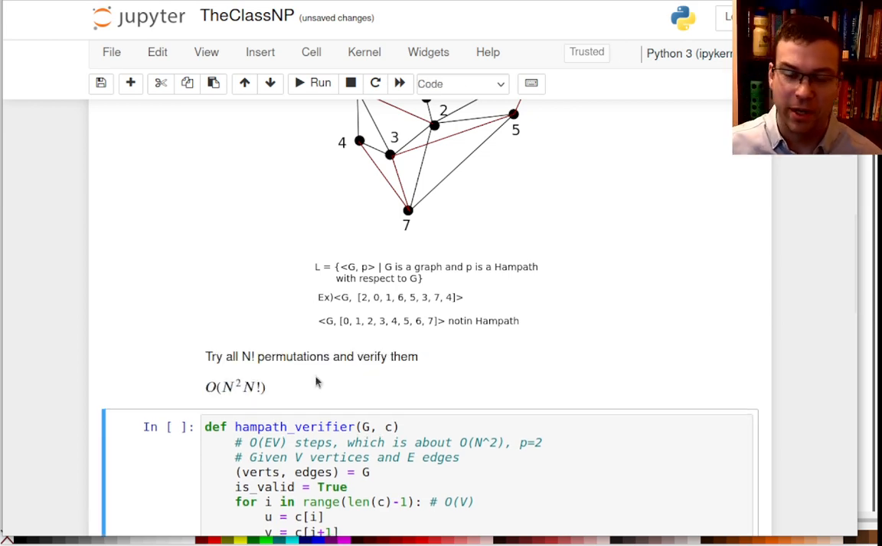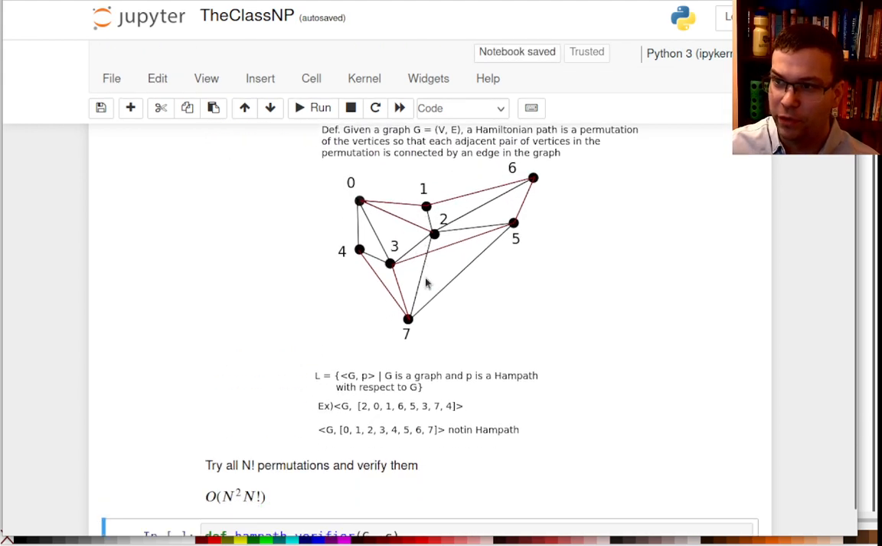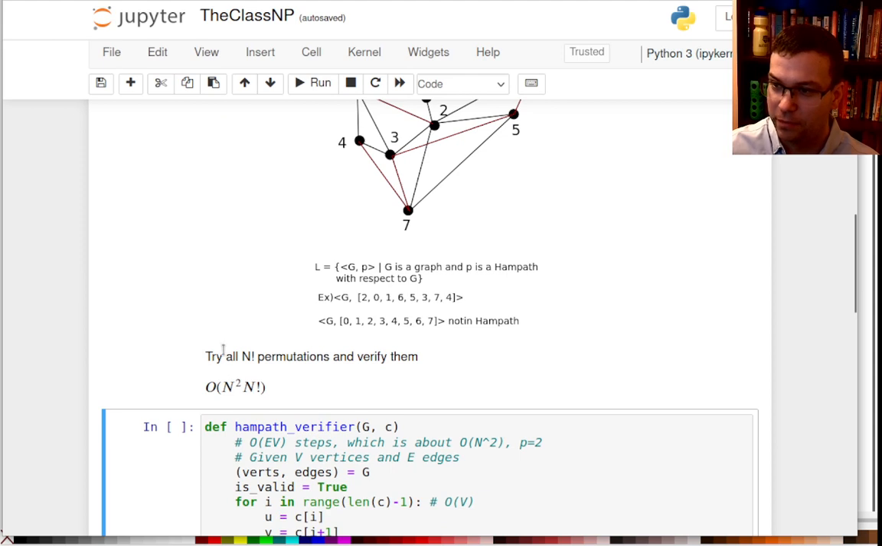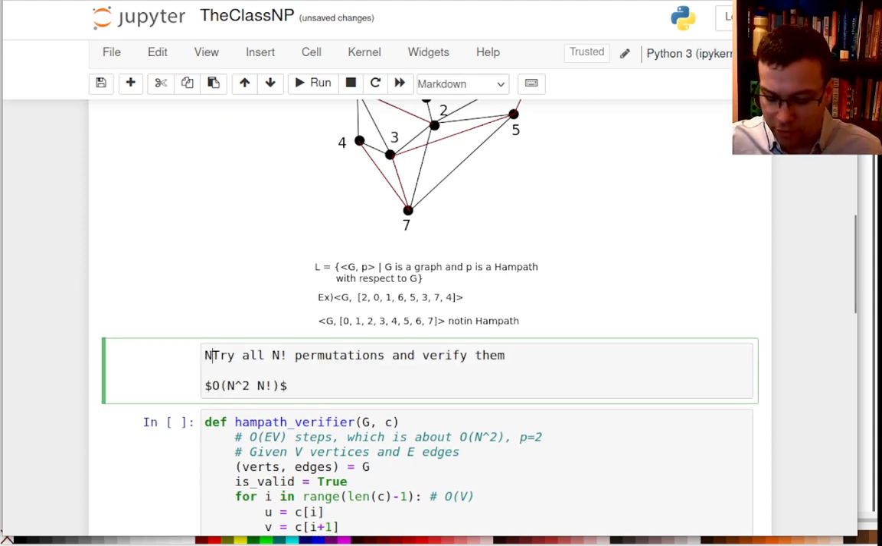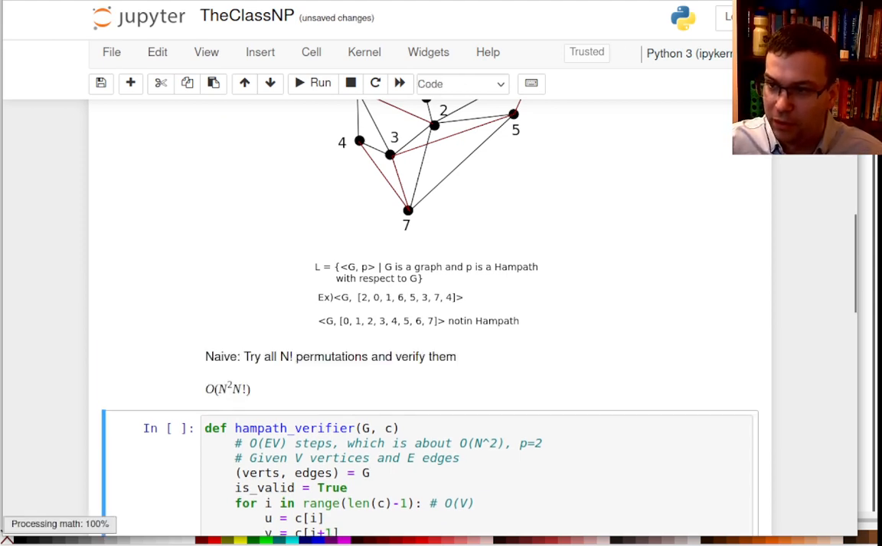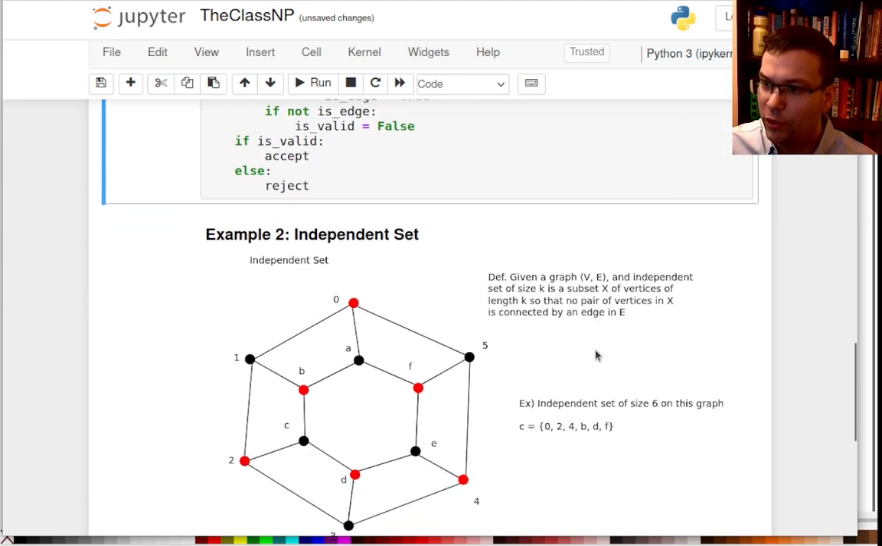We already talked about how exponential dominates polynomial and factorial dominates exponential. So n squared times n factorial is certainly not polynomial time. But how do I know I didn't miss some much better algorithm for doing Hamiltonian path? That's a question, but the naive algorithm doesn't seem to be very promising. And we'll have a similar issue for independent set.